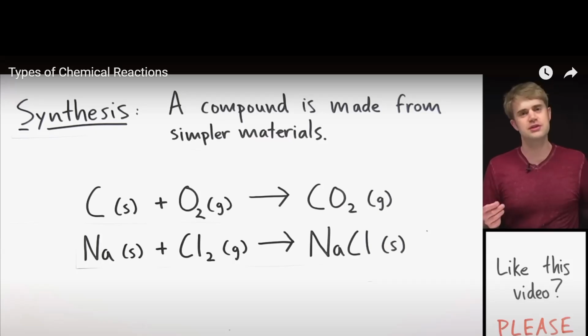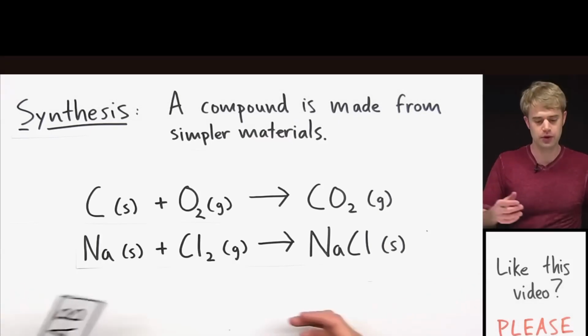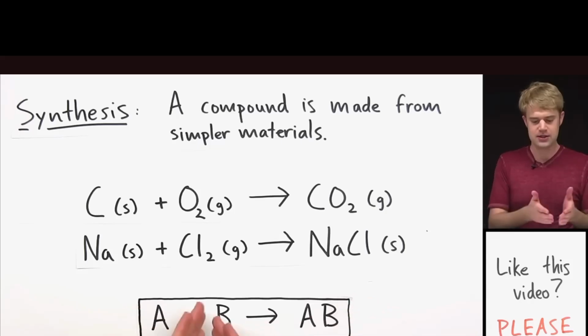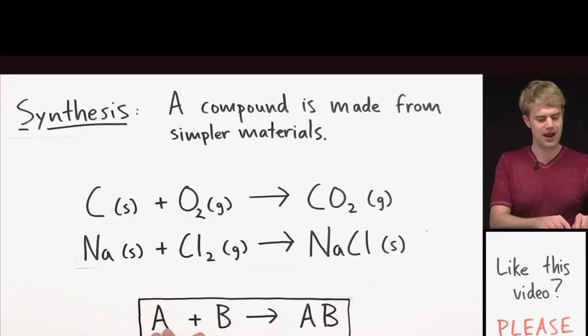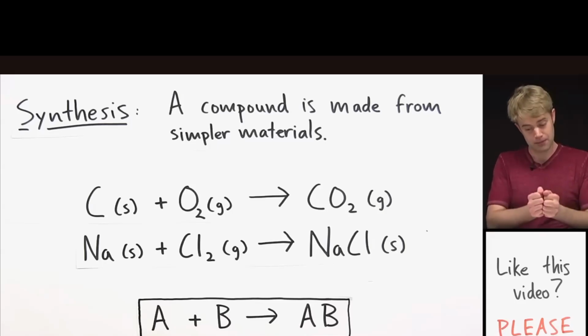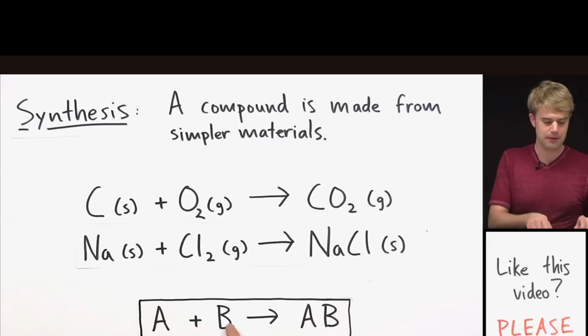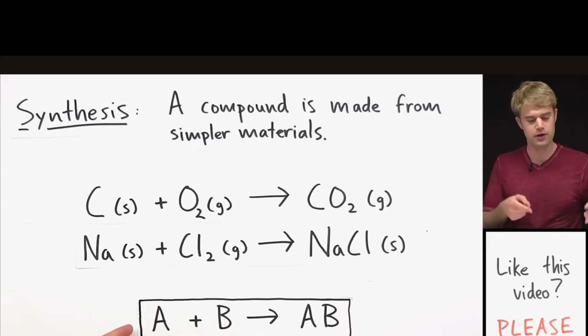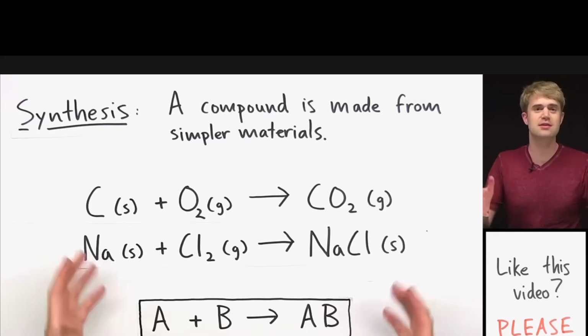If we want to represent a synthesis reaction more generically, we could say that it looks kind of like this. We have A and B combining to make AB. Here, A and B are different elements or different compounds coming together to make something more complex. So that's a synthesis reaction.